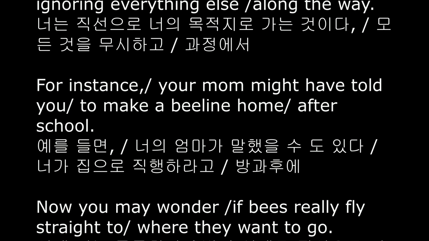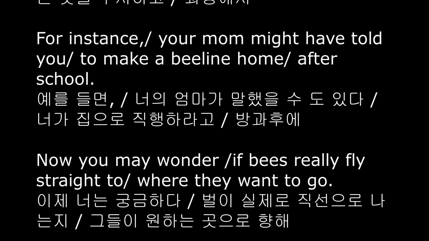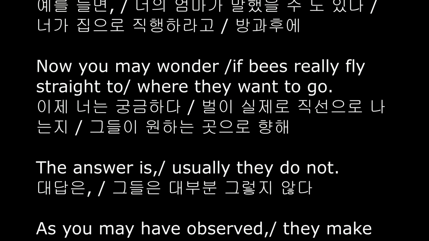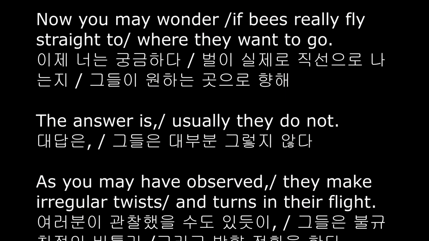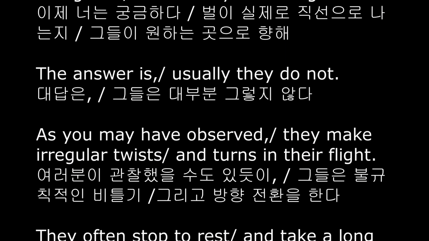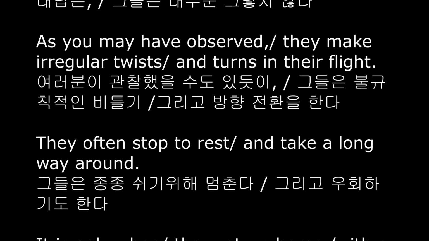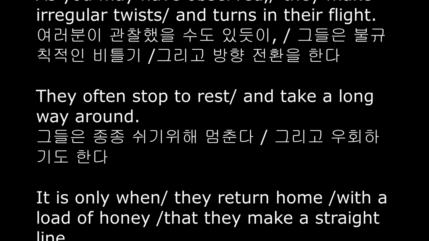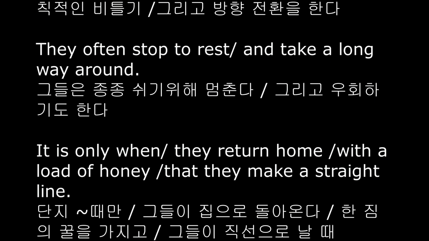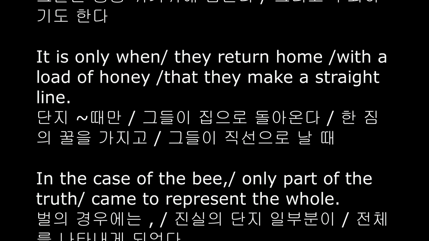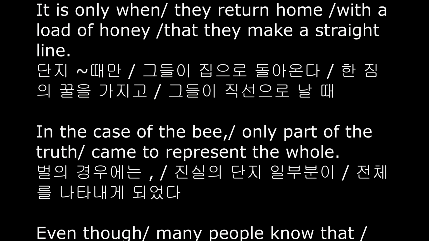Now you may wonder if bees really fly straight to where they want to go. The answer is usually they do not. As you may have observed, they make irregular twists and turns in their flight. They often stop to rest and take a long way around. It is only when they return home with a load of honey that they make a straight line. In the case of the bee, only part of the truth came to represent the whole.